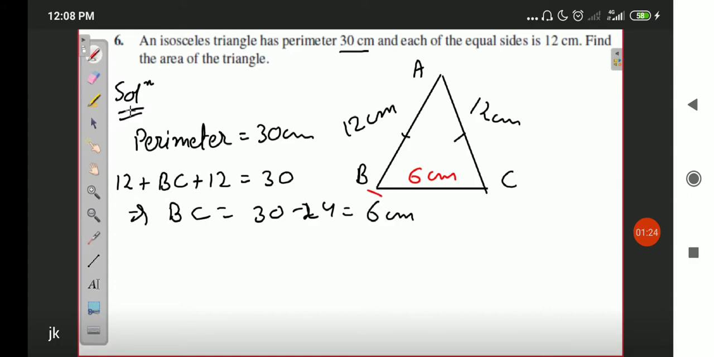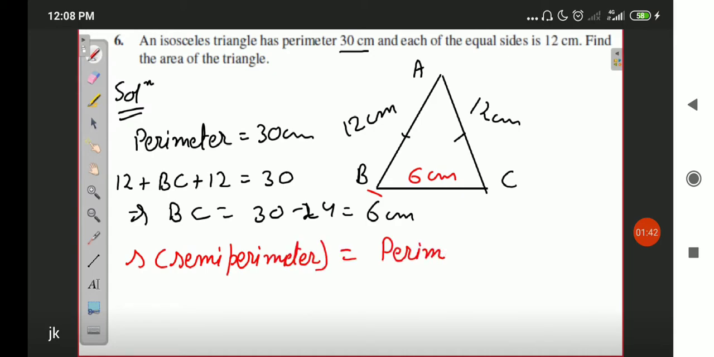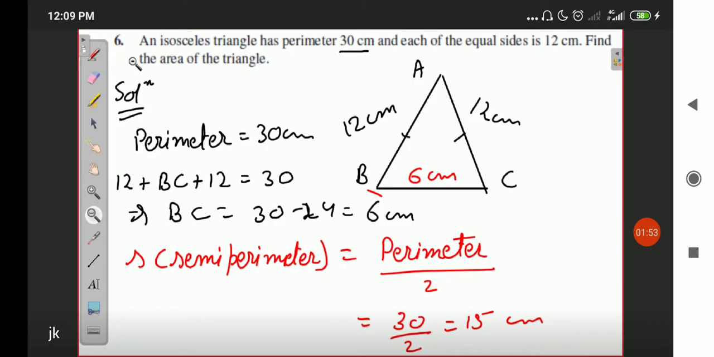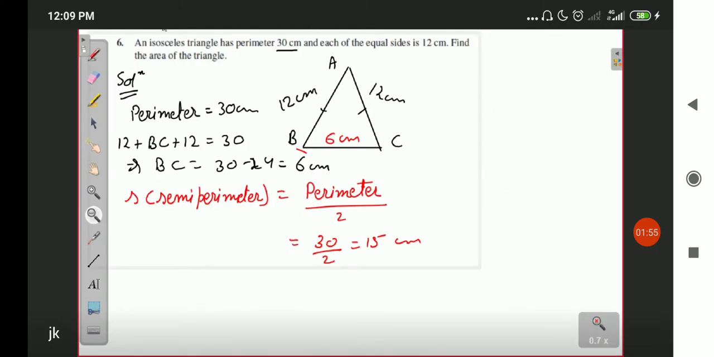Next we have to determine the semi-perimeter S, that is semi-perimeter is perimeter upon 2. Perimeter is 30, upon 2 is 15 centimeters. Okay. So now we have determined the value of semi-perimeter.